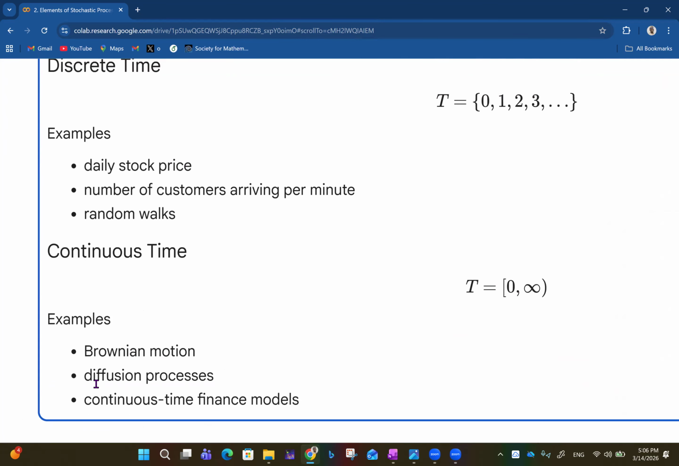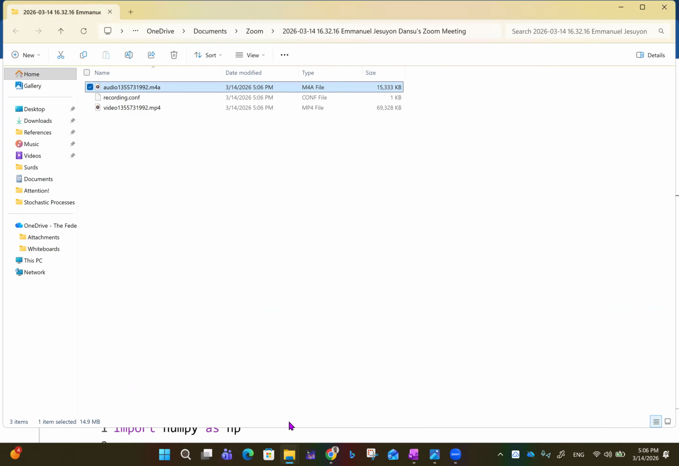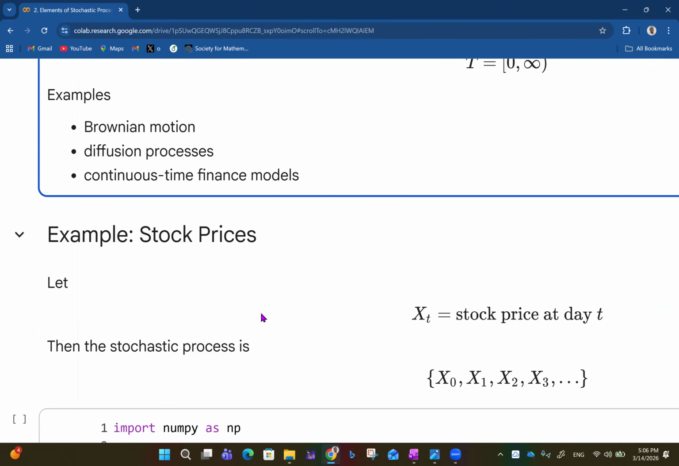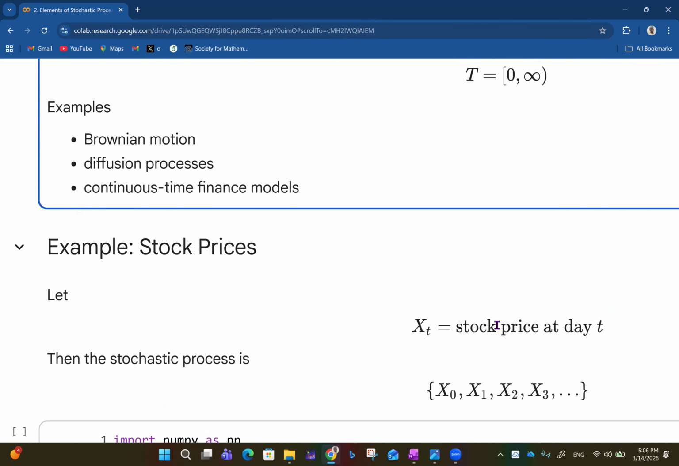Of course, Brownian motion, we talk about that with respect to chemical reactions, right? You just have all the molecules moving all over the place. Then you have diffusion processes and continuous time finance models. In this case, we have the example of stock prices. Let X of t be the stock price at day t. Then the stochastic process is X naught, that's the initial time.